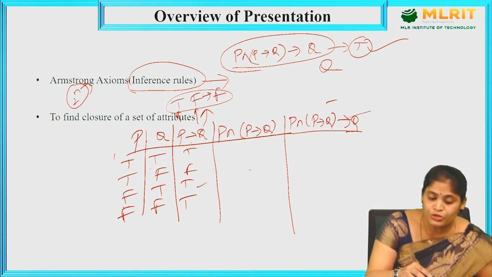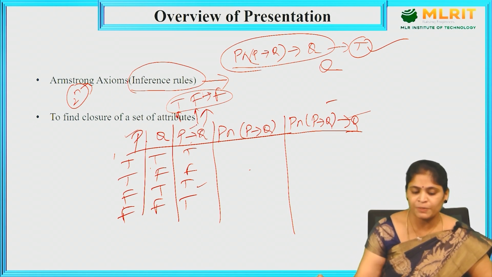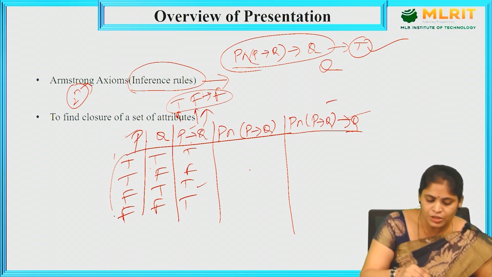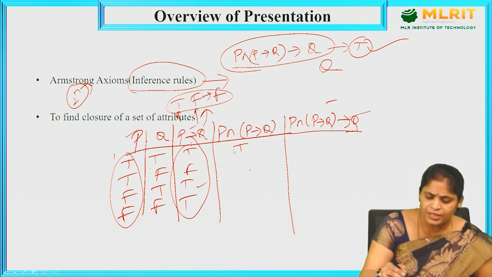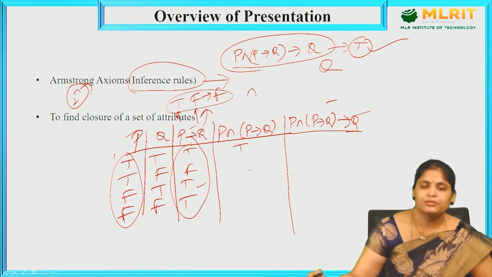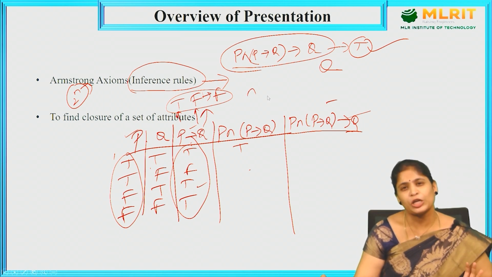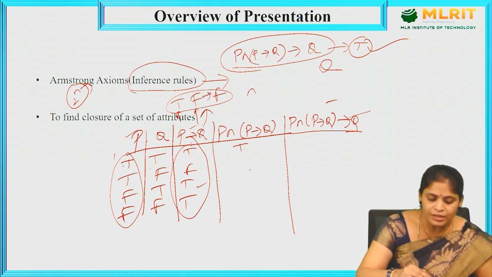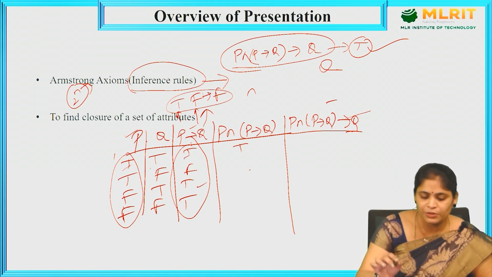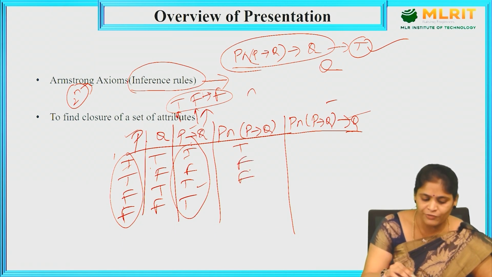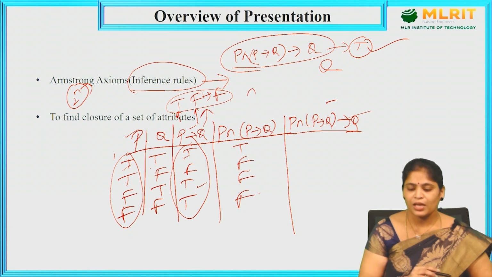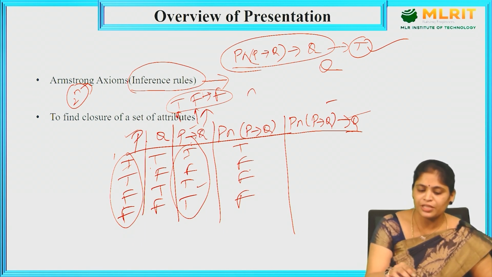Next, we take the conjunction between P and P implies Q. What is P here? Only these two columns we have to consider: P and P implies Q. What is conjunction? If both the statements are true, then only the resultant will be true. The rest of all will be false. If any one of the cases fails, then it will be false. This also will be false, and this also will be false. That is the conjunction between P and P implies Q.